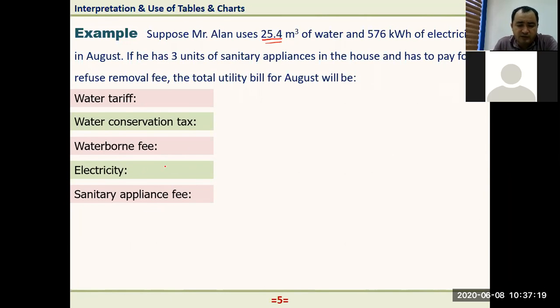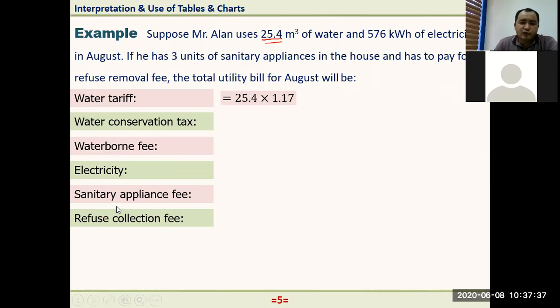First, we have to evaluate this stuff. And also we have refuse collection fee, right? Water tariffs, water conservation tax, waterborne fee, electricity, sanitary appliance fee, refuse collection fee. How many? 1, 2, 3, 4, 5, 6. Okay. So the first one, how much water did you use?